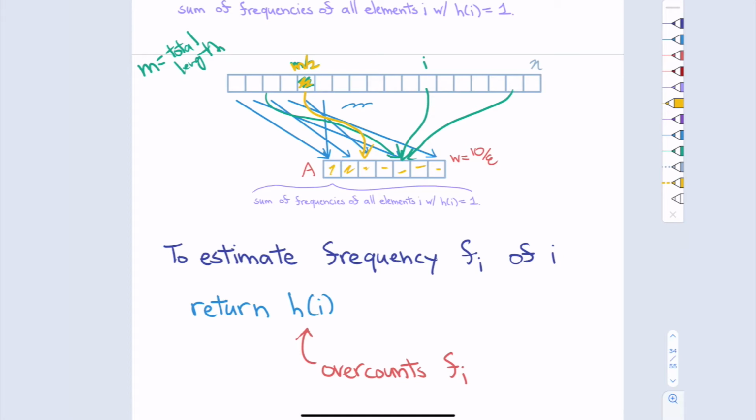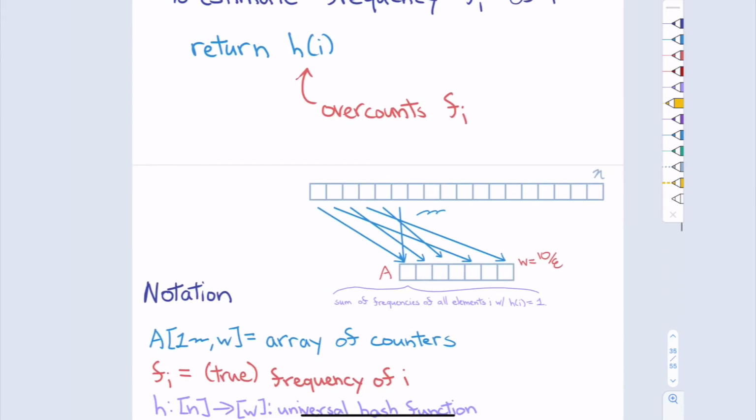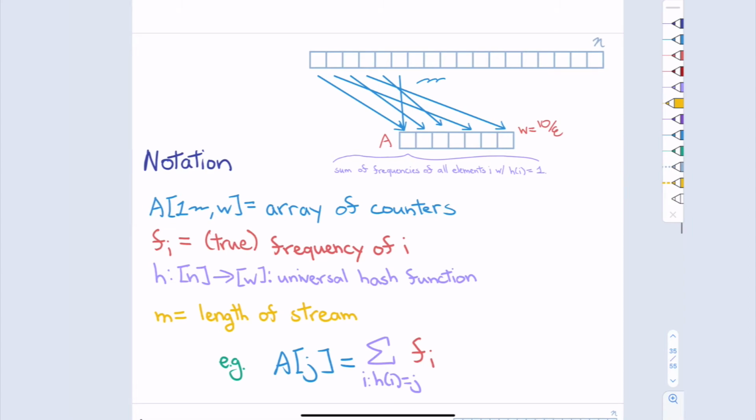Okay. And this is really where it's great that we allow ourselves some error. I don't think you can do this exactly, right? But if you allow yourself some error, then you have a little bit of wiggle room to do these kinds of things. Okay, so let's do this analysis then.